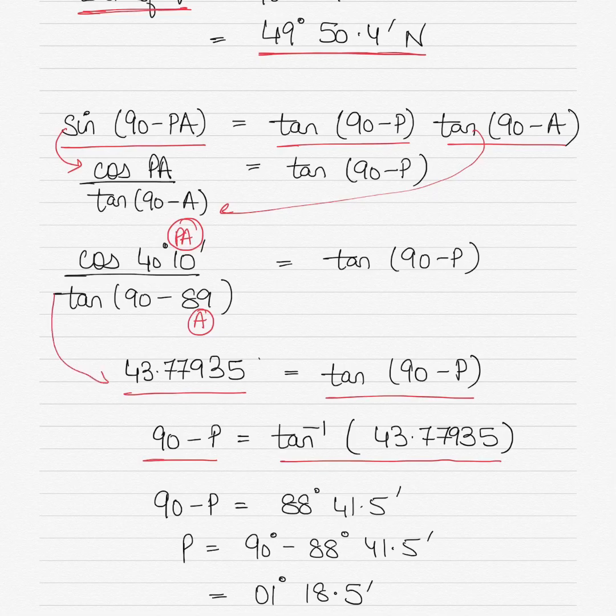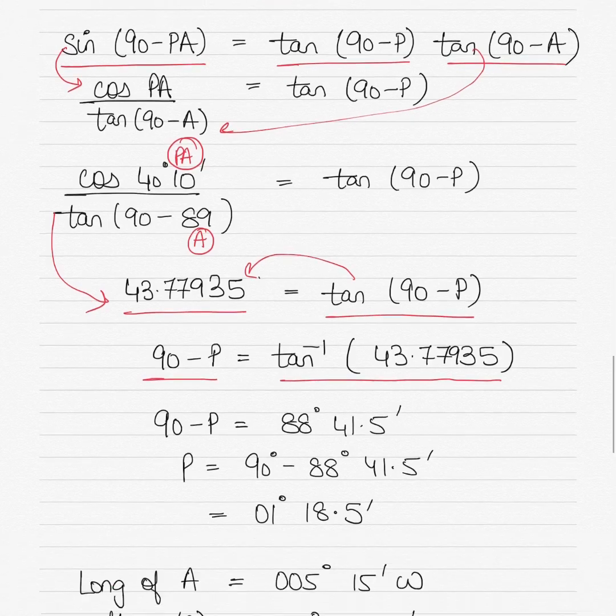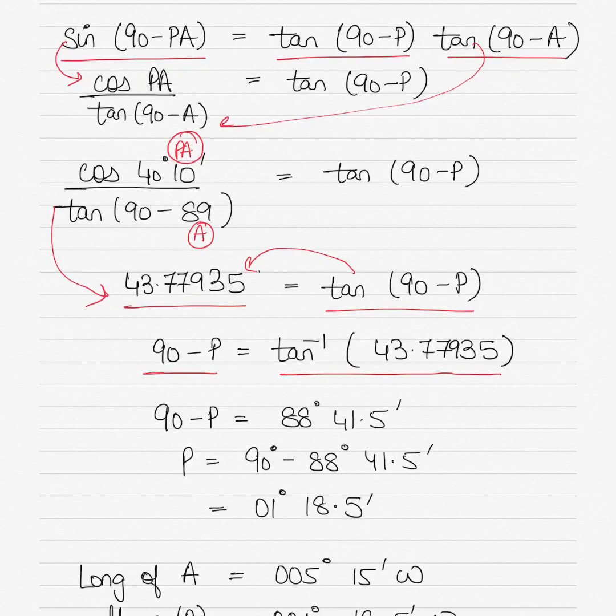Alright, so this equation gives this. Then take tan to the other side, which gives tan inverse. 90 minus P will be equal to 88 degrees 41.5 minutes, and then P, which is the P in triangle PVA, gives a value of 001 degrees 18.5 minutes. This is the D long between the position of A and the position of the vertex.